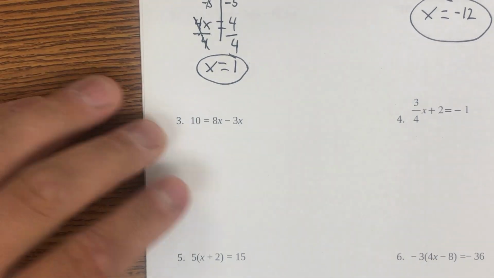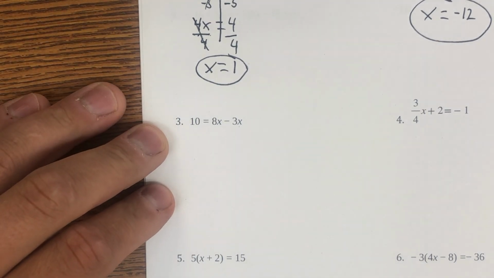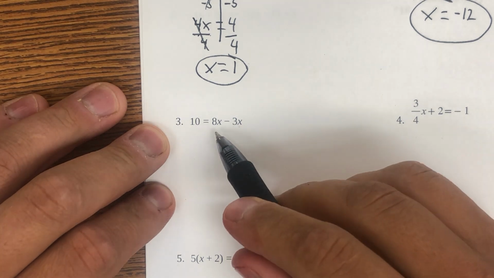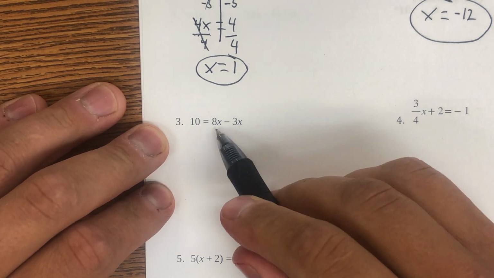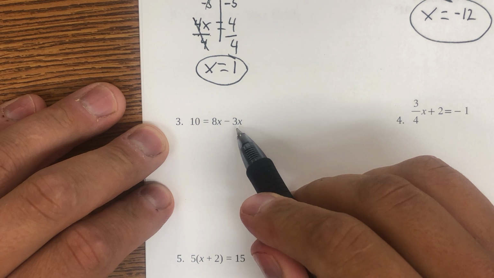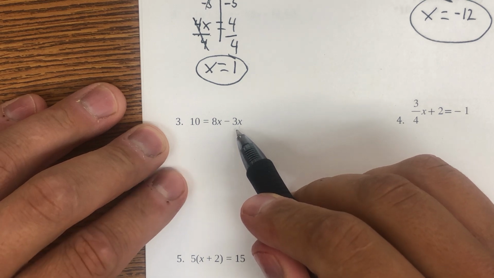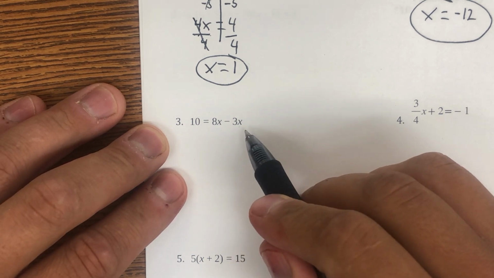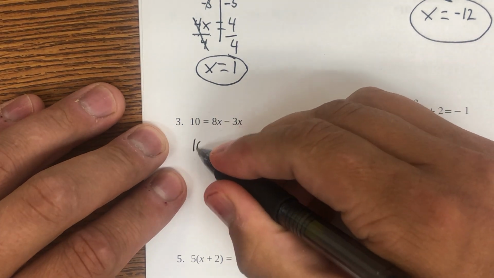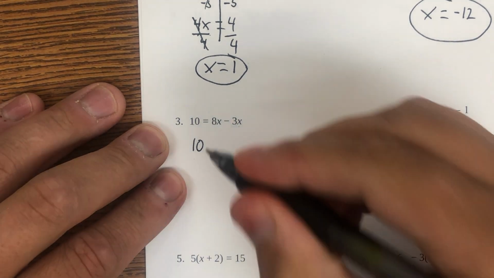Next example says 10 equals 8 minus 3x. Sorry, 8x minus 3x. So these are like terms. We have an 8x and a 3x, okay? They both have an x raised to the first power, so I can combine them. They're on the same side. So I would leave my 10 alone. There's nothing else on the left.